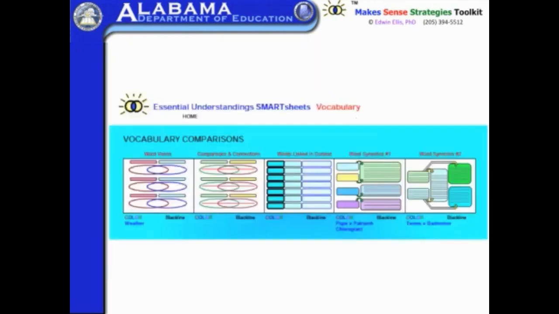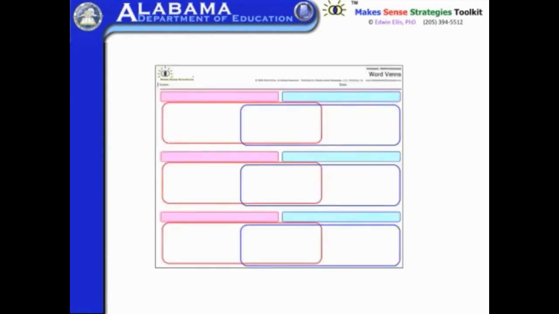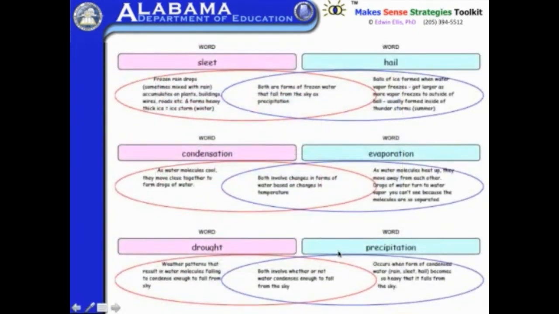Word comparisons, there are a variety of ones that you can use. We'll look at a couple of them. One is just your basic Venn. Now this one has places for multiple comparisons of different words. And so an example might be comparing sleet with hail, condensation with evaporation, drought with precipitation, and so forth.